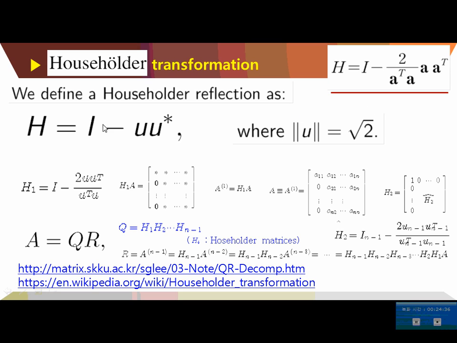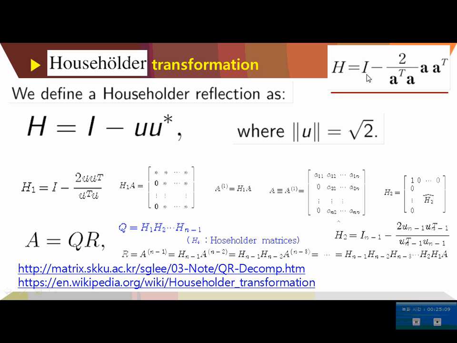We can rewrite this matrix in this way, where if we use the two norm as a unit vector, then this is a 1 by n matrix, like this. With this we call this a Householder transformation. This is a matrix representation of the Householder transformation. Okay. And why is this important?